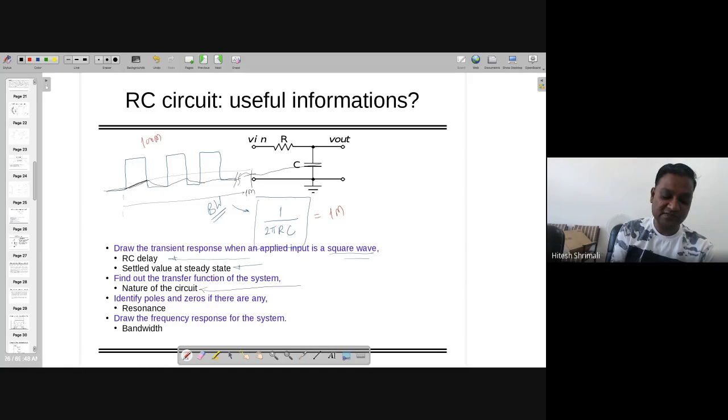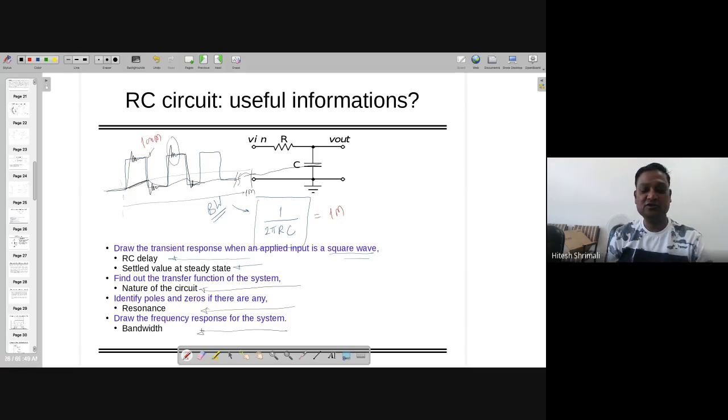Find out the transfer function means nature of the circuit. If it is first order, things are pretty fine. If it is second order or third order, things become worse and worse, because even if you are applying for a given frequency, you are going to see some sort of fluctuations. But as long as it's getting settled before the clock change, it's okay, fine for us. Okay, and we need to understand where the poles and zeros are and all this condition, and we also need to know the bandwidth. So these are the informations we are getting from this circuit.